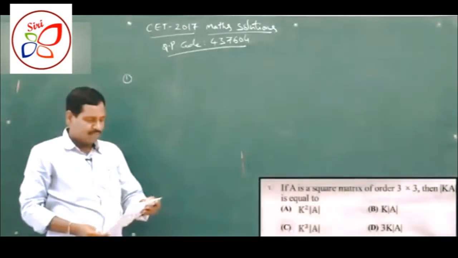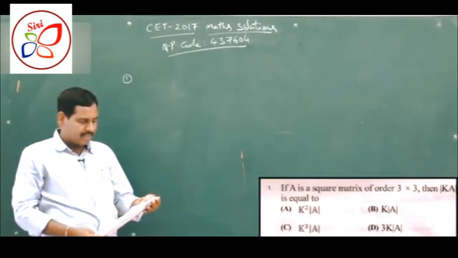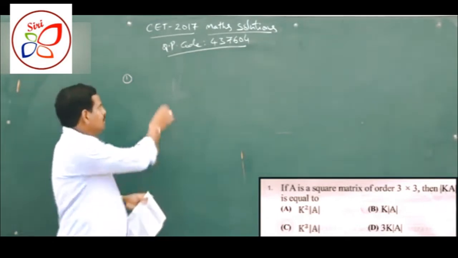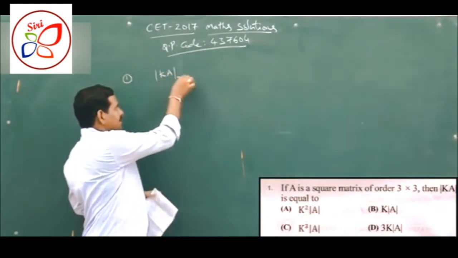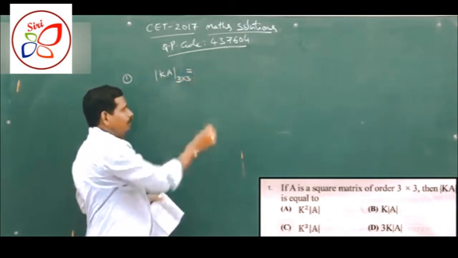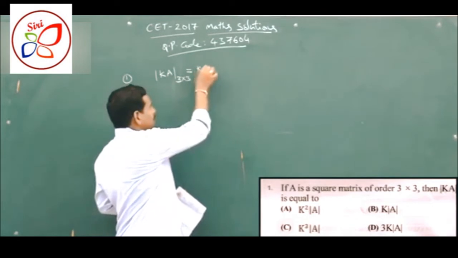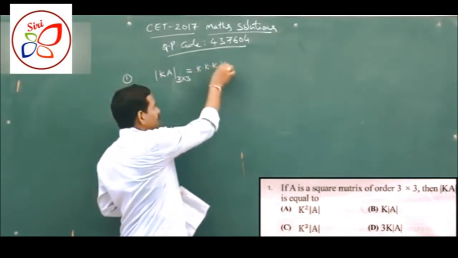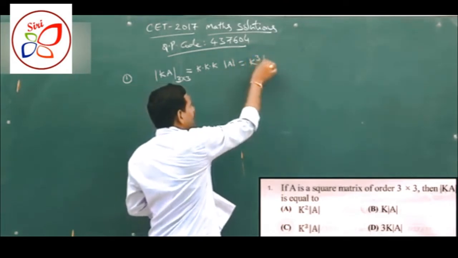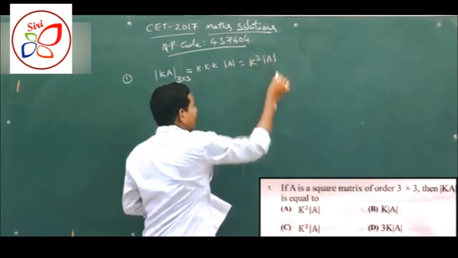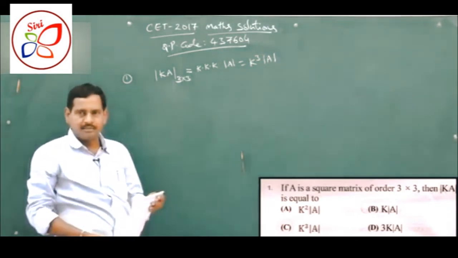First question is from determinants. A is a square matrix of order 3 by 3, then what is det of kA? Because the matrix is of order 3 by 3, from each row k will come out, so its value is k into det A, that is equal to k cube det A. So answer is C, third option.